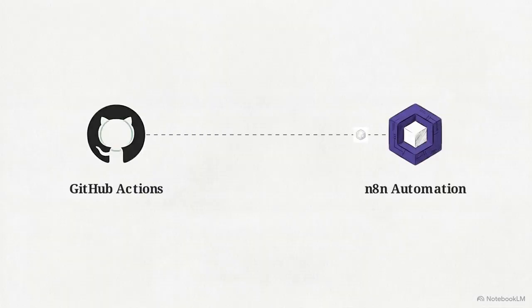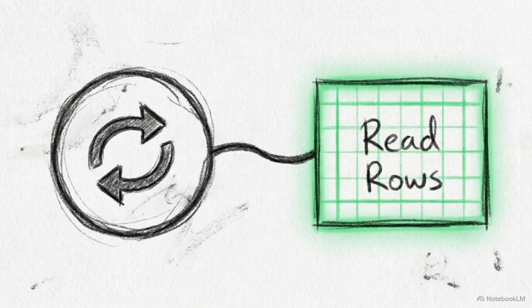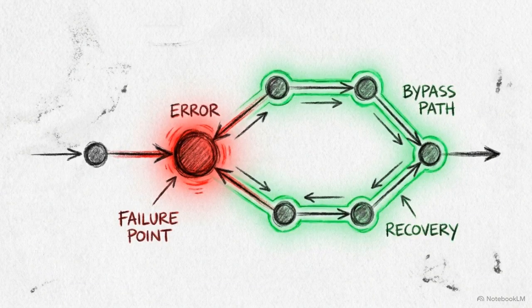During periods of high CI activity, n8n may occasionally drop webhook payloads under heavy load. We solve this with a daily reconciliation workflow. It scans our central sheet for any missing run IDs and backfills the data directly from the GitHub API to ensure the execution history is complete. Reliable architecture doesn't assume a pipeline is perfect. It uses automated fallbacks to catch the inevitable gaps.